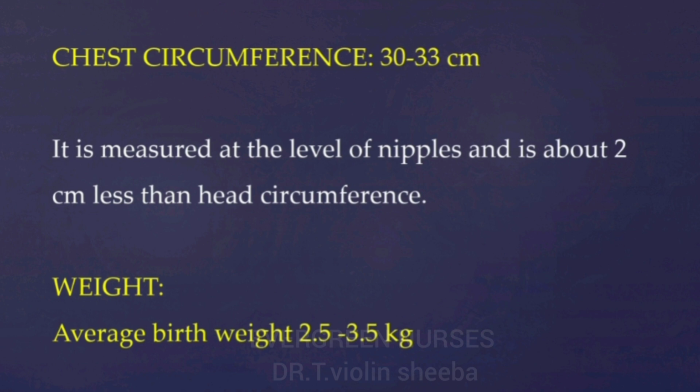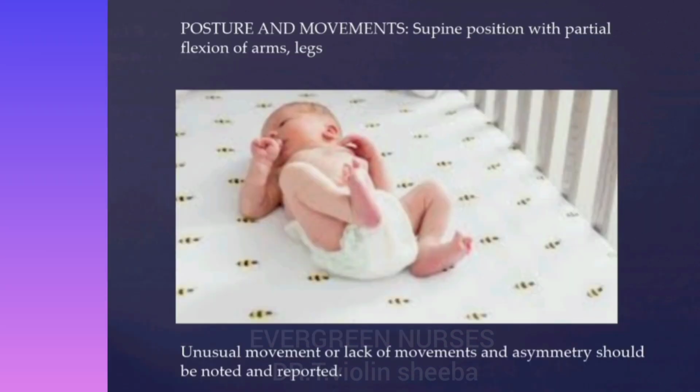After the vital signs and the anthropometric measurement, we can start the assessment from head to foot. First we can see the position. The baby lies in supine position with partial flexion of both extremities, which you can see in this picture.